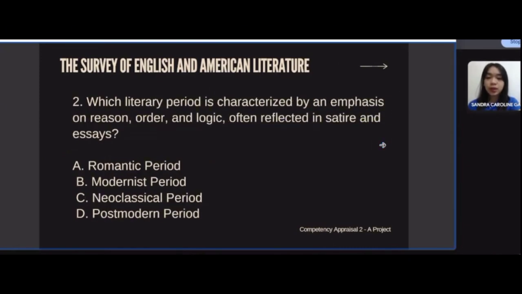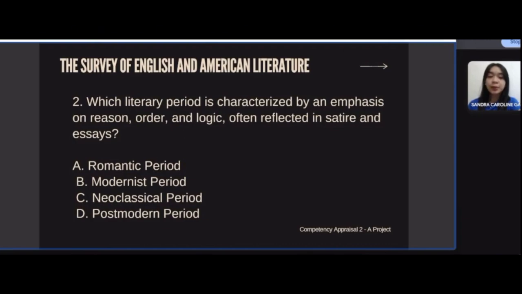Number 2. Which literary period is characterized by an emphasis on reason, order, and logic, often reflected in satire and essays? A. Romantic period, B. Modernist period, C. Neoclassical period, or D. Postmodern period? Correct answer is letter C, Neoclassical period.